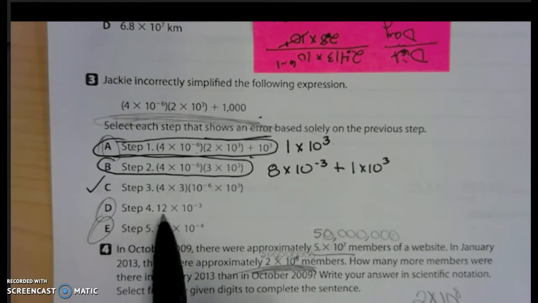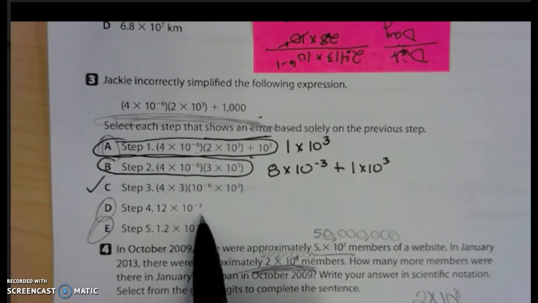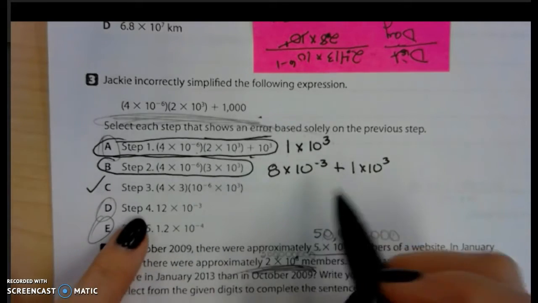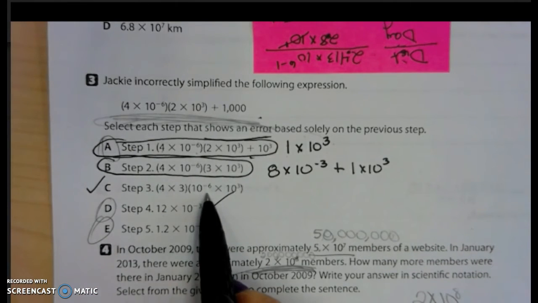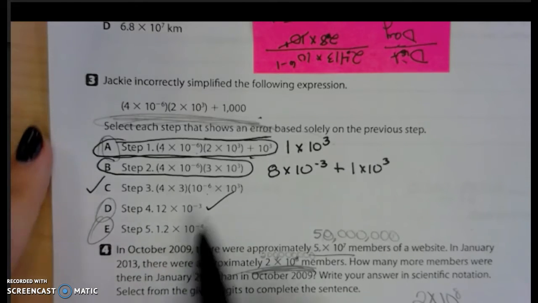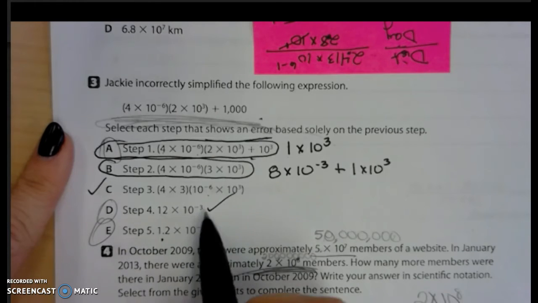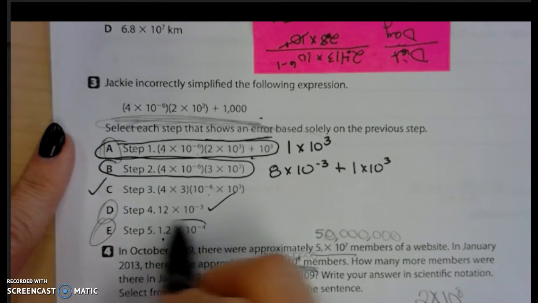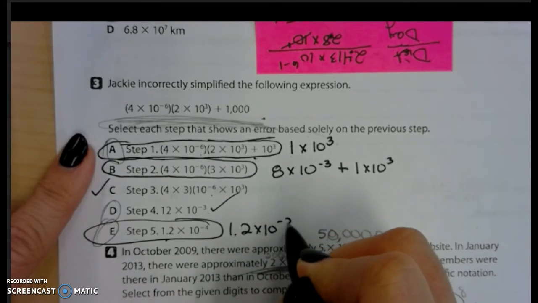They said 4 times 3 is 12, 10 to the negative 6 times 3 is 10 to the negative 3. That is, 4 times 3 is 12, negative 3. That's correct based on this step. And then 1.2 times 10 to the negative 4, they moved their decimal. That's okay. A decrease here should have been an increase here. They should have had a negative 2 there. They should have had 1.2 times 10 to the negative 2.